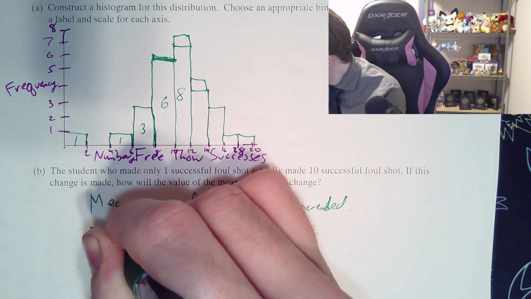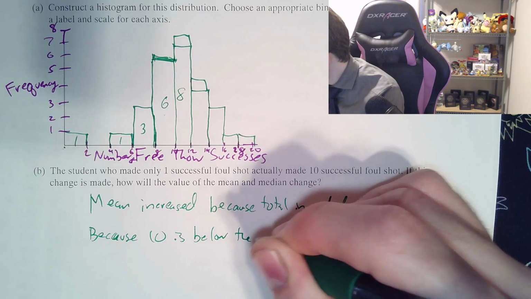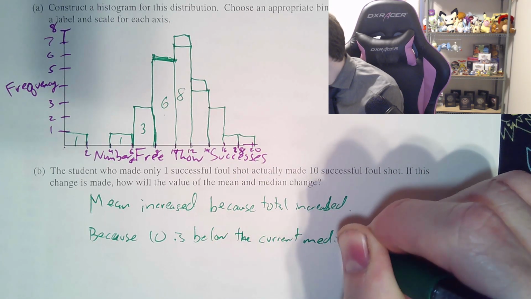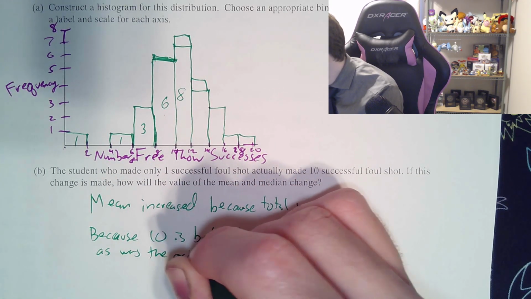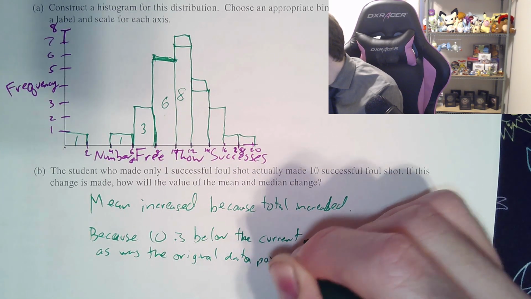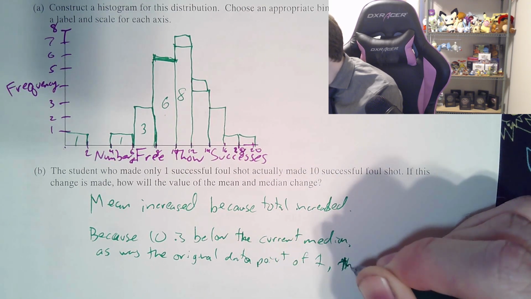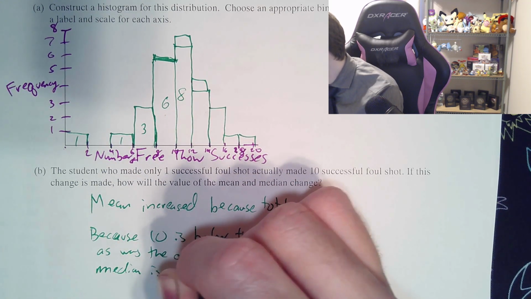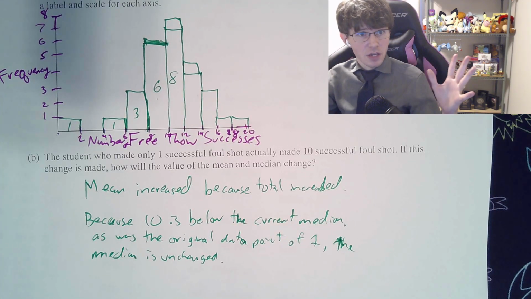because 10 is below the current median, as was the original data point of 1, the median is unchanged. I'm going to repeat though, this was great practice, in terms of thinking about stuff, but for the actual quiz, much more likely to have a question where you have to describe the center, spread, and shape accurately.